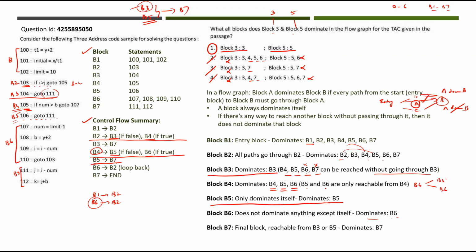What about block 7? It is reachable from B3 or B5. But from here it is just the end of the segment. So it is dominating only B7. I have given you the domination for all the 7 blocks with explanation. For 3 and 5 alone you can take it for this question. For the rest of the blocks you can use it for your learning purpose.